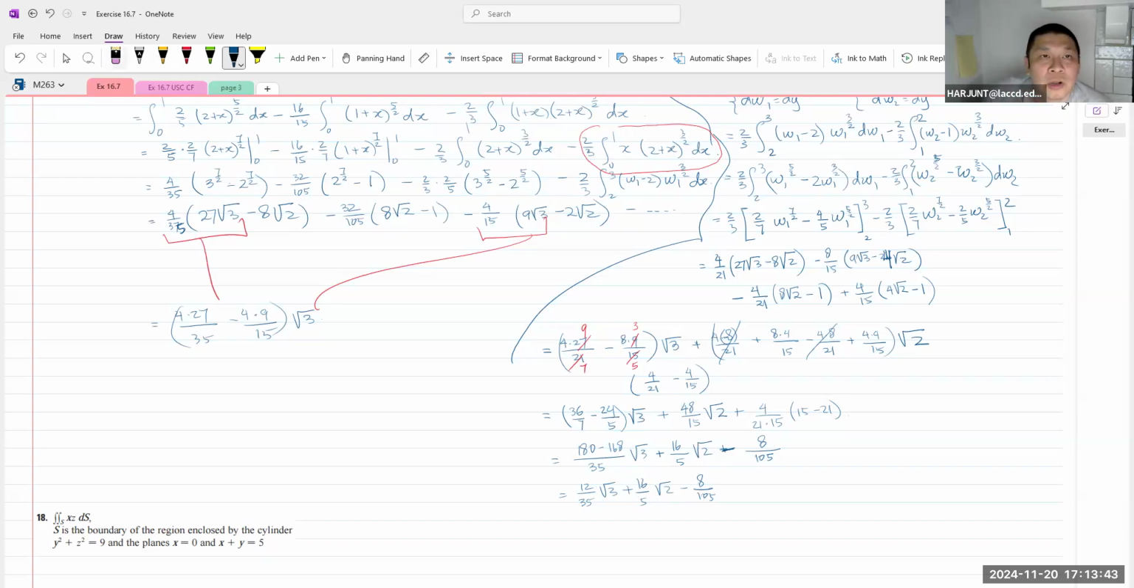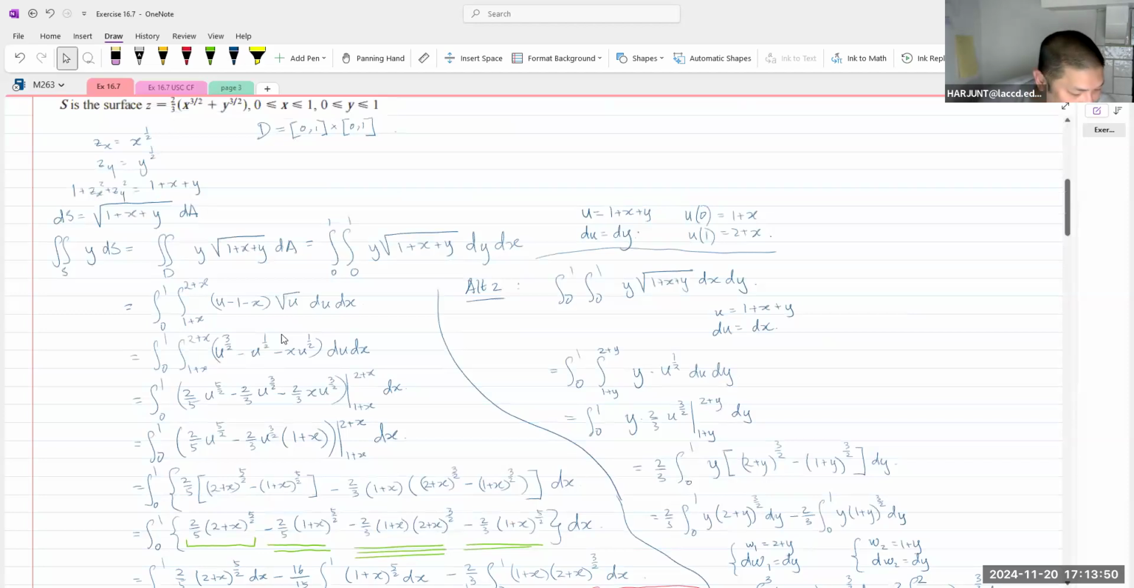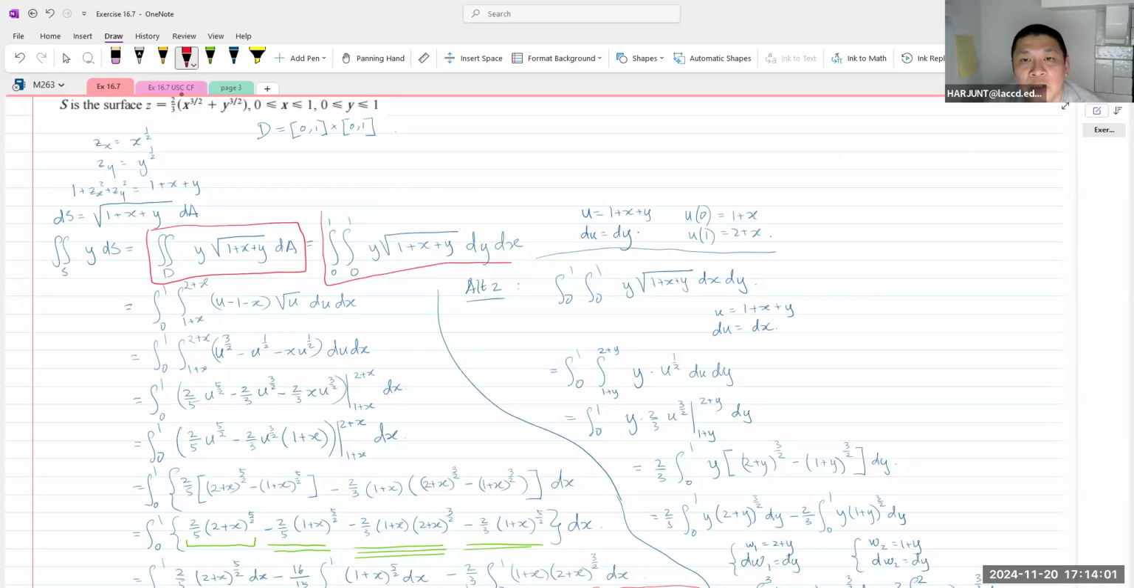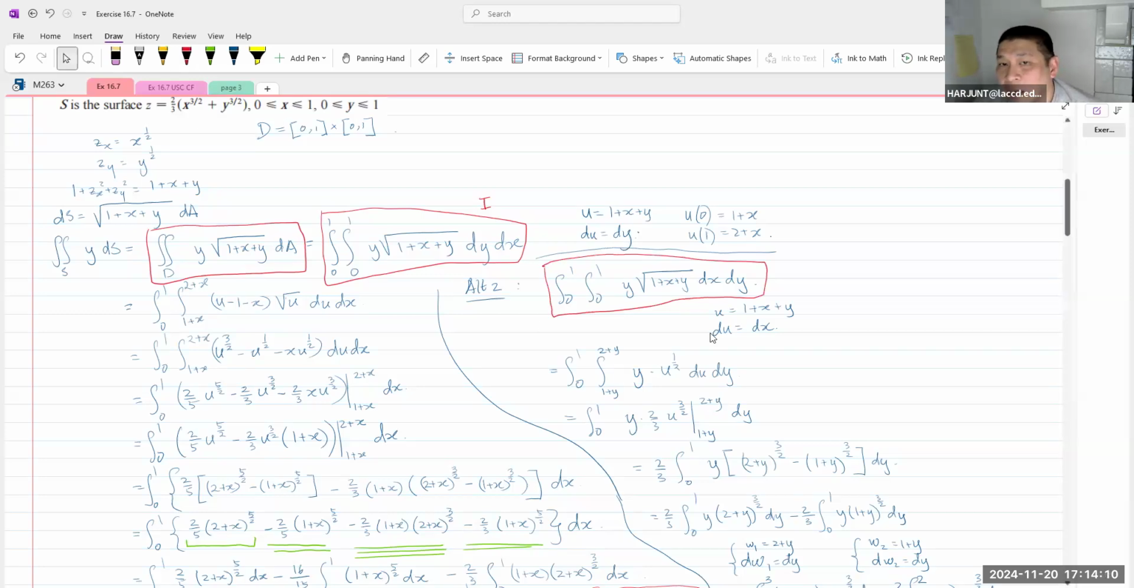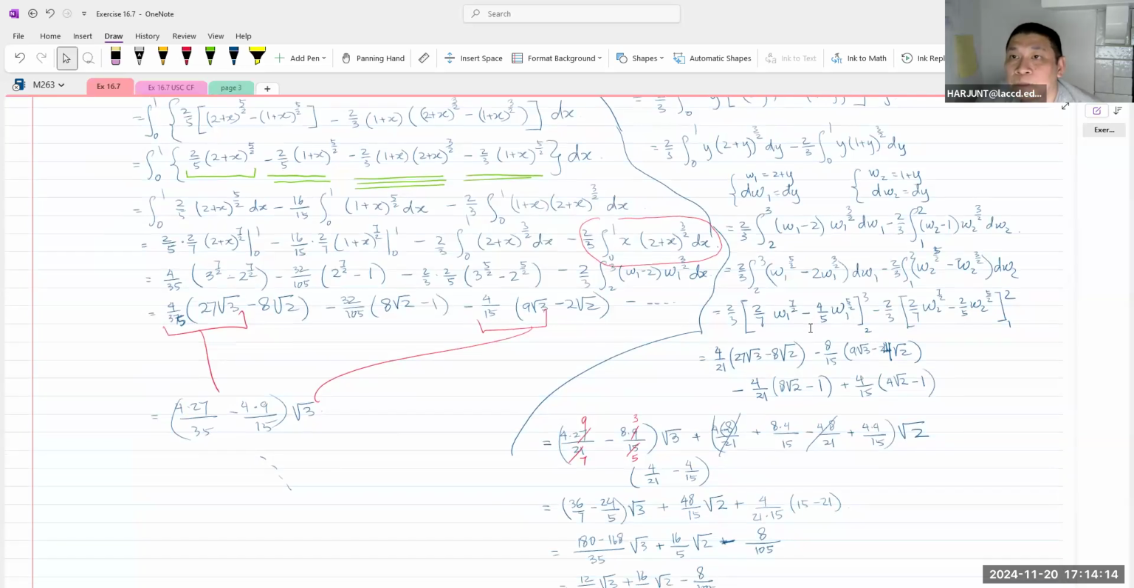I don't know. Too much, too messy. My bad. I get distracted with this integration instead. But yes, this is the setup. This is the setup. Okay. And then we have two alternatives. Either we integrate this way or we integrate this way. Okay. Apparently alternative number 2 seems easier, but it's still not much easier anyway.